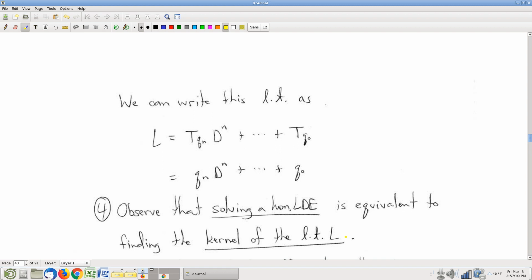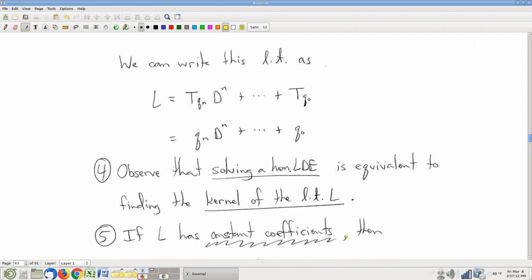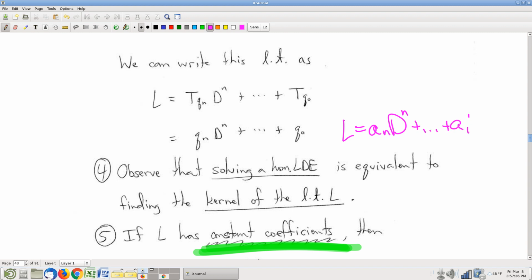Okay, so we're going to move on now to considering the constant coefficient case. Remember, 4.2 and on is all about constant coefficients. So our L now, let me write it up here. L is now D to the n plus etc., plus a1 D plus a0, where these are constants.